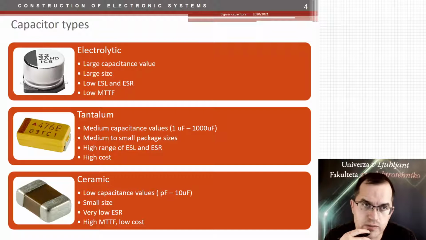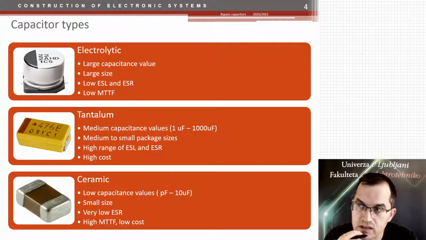These are three main groups of capacitors we use in power supply bypassing: the electrolytic, tantalum, and ceramic. Electrolytics have the larger capacitance, the aluminum electrolytic, and they are a little bit larger, but they have quite low ESL and ESR, but not particularly very low because of the size. And they have low mean time to failure, which means that their lifetime is short.